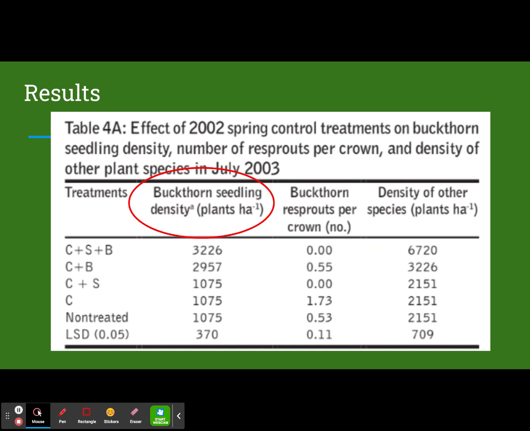You will also notice that the control methods that included burning resulted in really high density levels of both buckthorn seedlings and native plants in the area. All other treatments showed similar amounts of buckthorn seedling density and density of other seedlings, including the no treatment option.